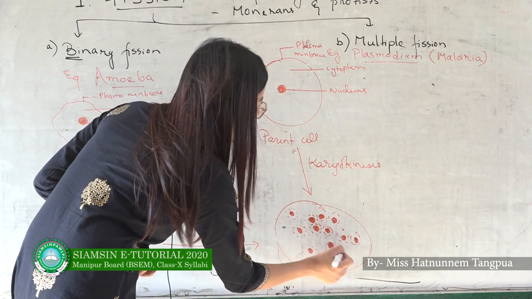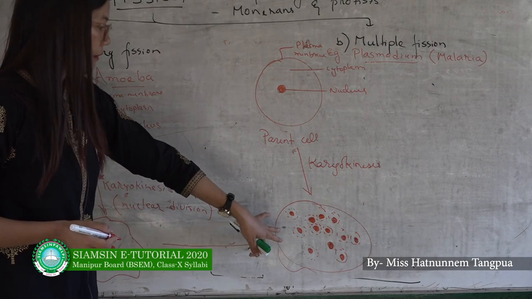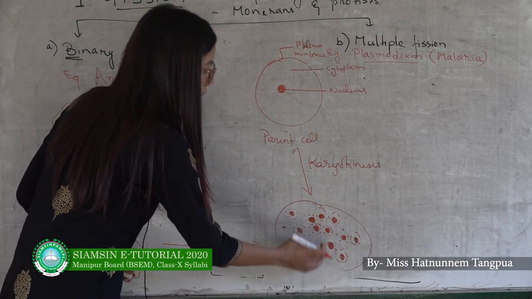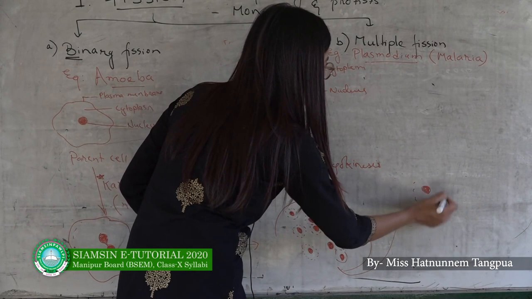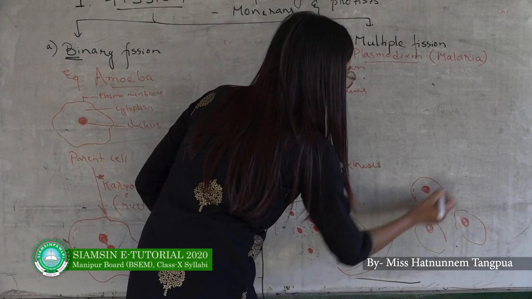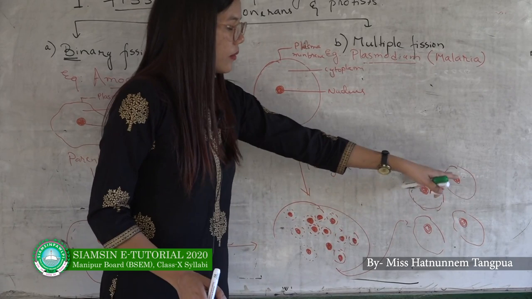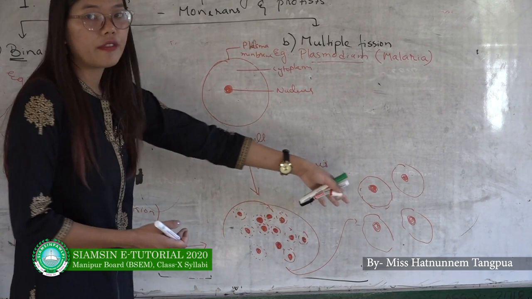And after some time, the plasma membrane will burst open. The nuclei will be released, and all the nuclei will start forming a plasma membrane and grow into new individuals. All will give rise to new individuals. From one parent cell we get many daughter cells.